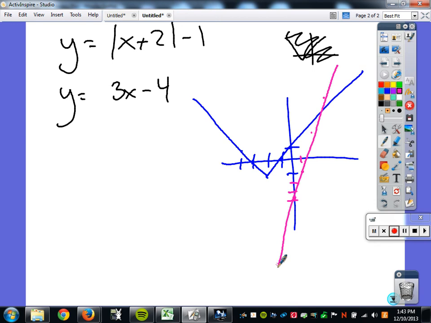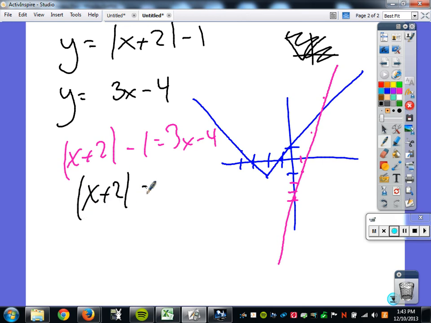So that's what our picture is. And then we'll graph it at the end and see if our answers make sense, okay? Everybody okay with that? All right, so once again, A equals B and B equals C, what do we know? The absolute value of x plus 2, minus 1 equals 3x minus 4. Is the absolute value by itself? No, it's not. So what do I have to do? Add the 1 over.